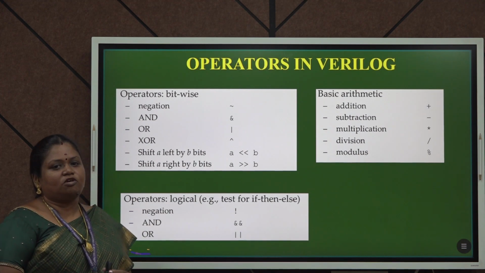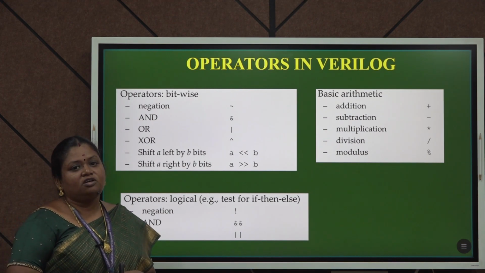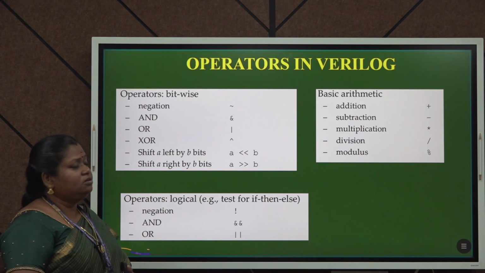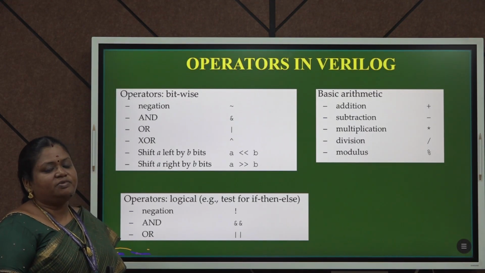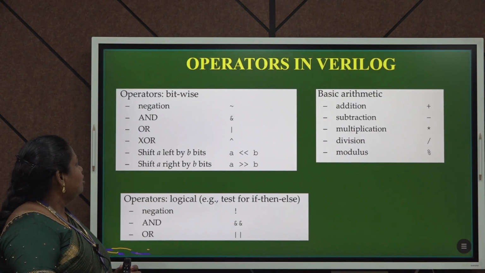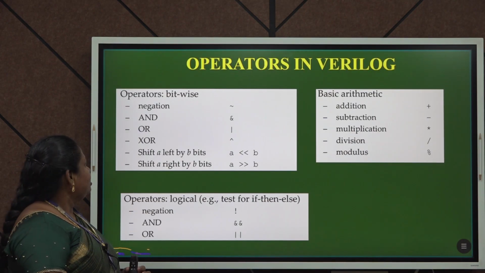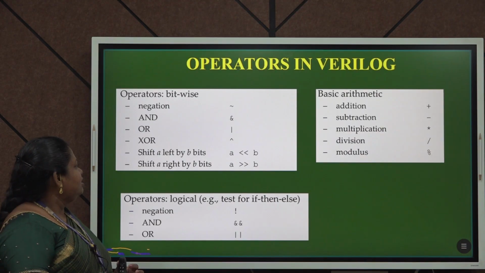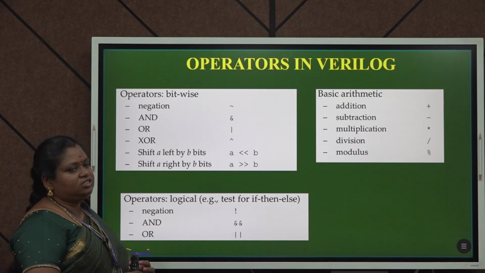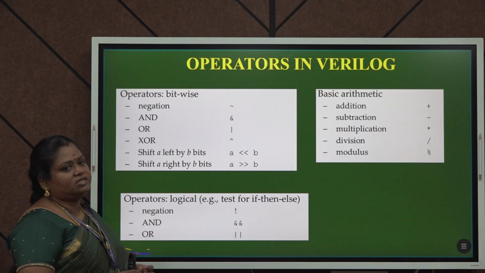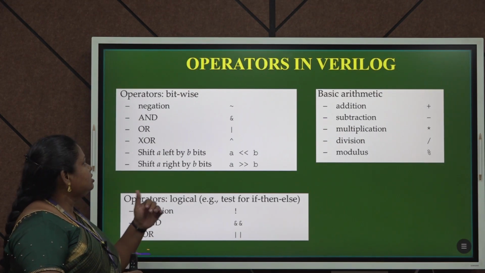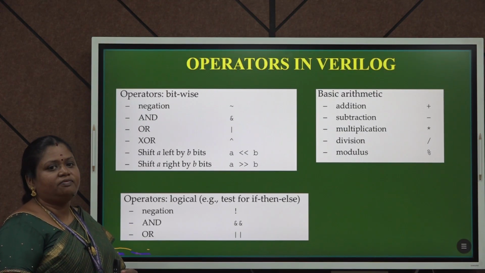See the bitwise operators which are present in Verilog code. The first one is negation, which is the tilde symbol, and the second one is AND, which is represented by ampersand, OR is a straight line, and XOR is a caret. Shifting A left by B bits is A << B, and shifting A right by B bits is A >> B. So, these are the bitwise operators present in Verilog code.